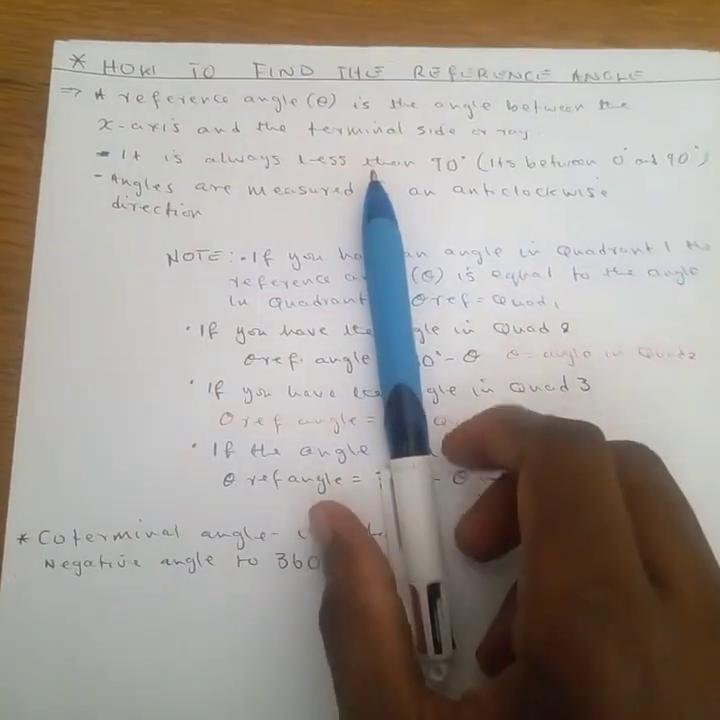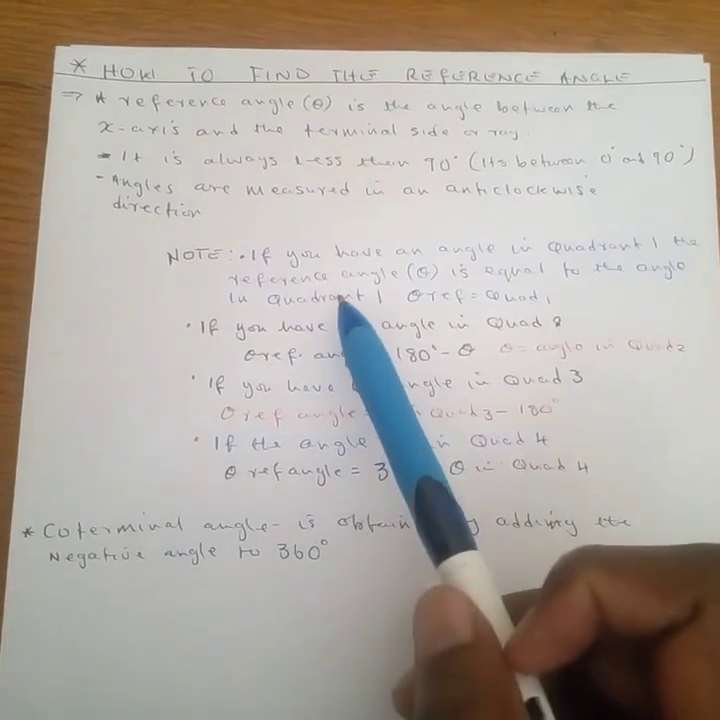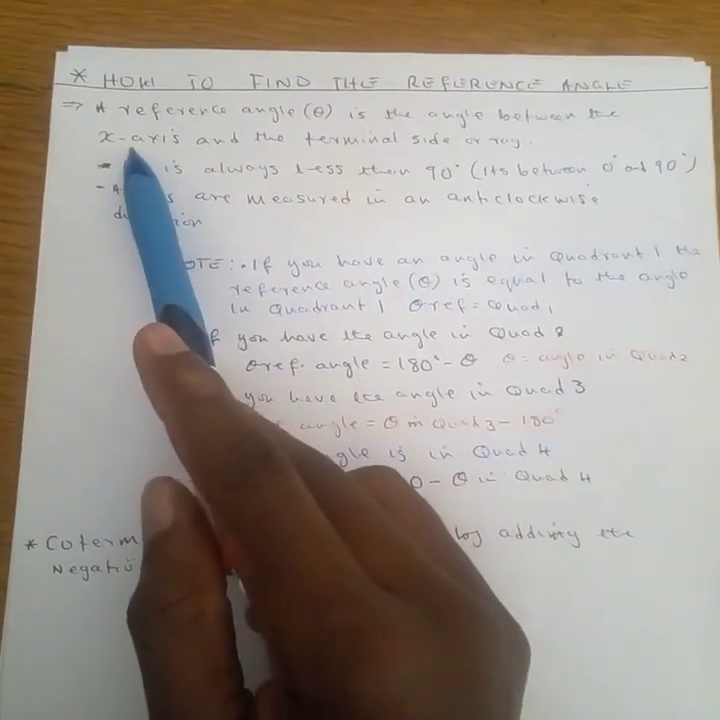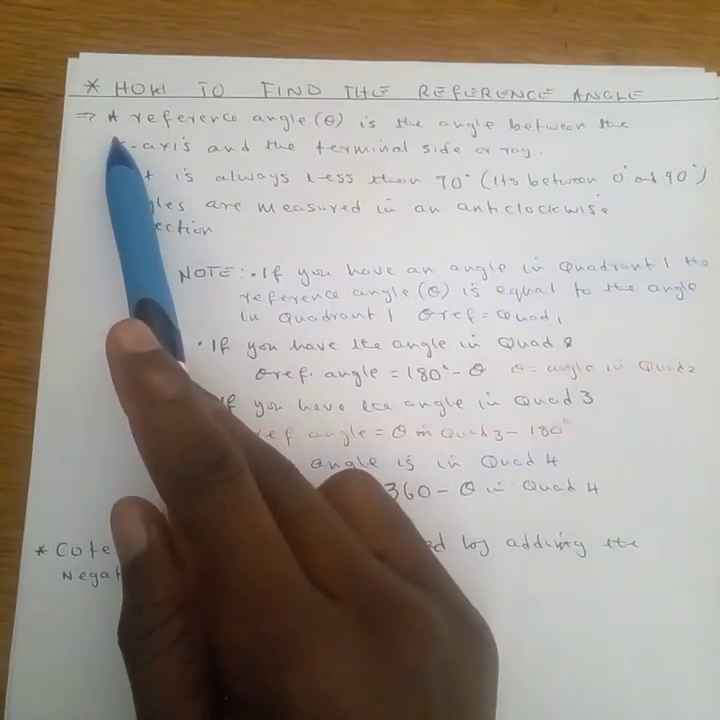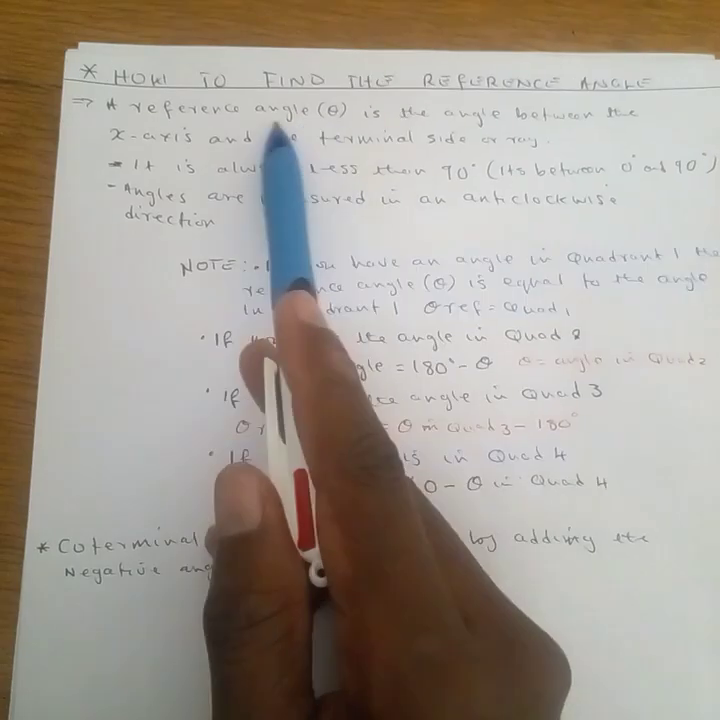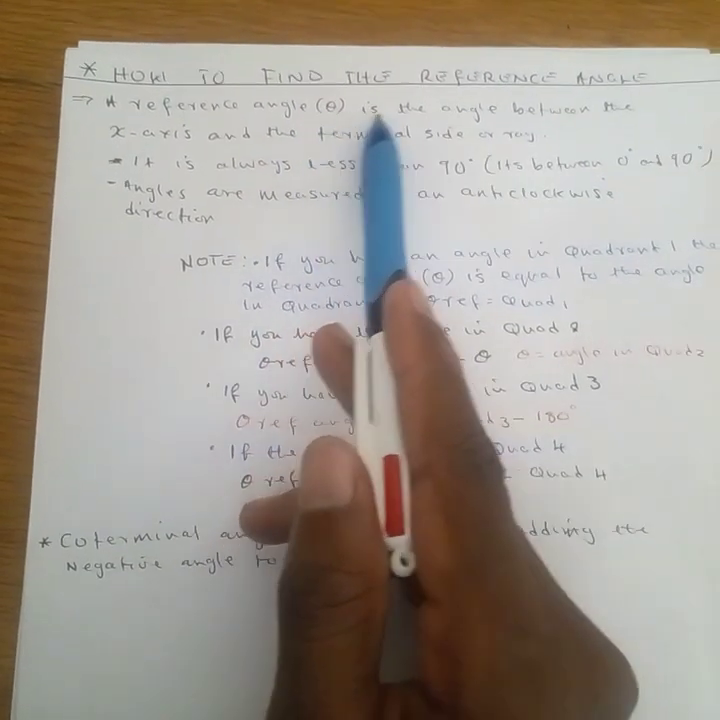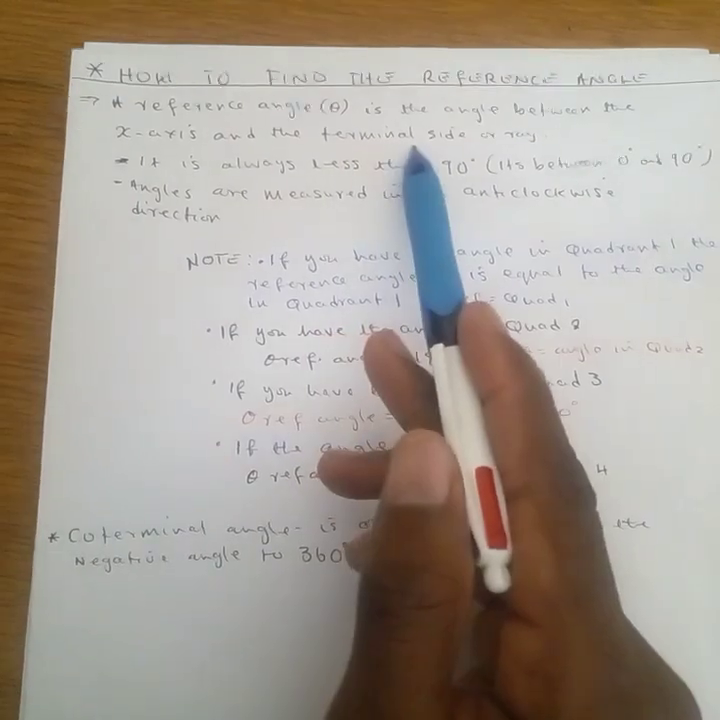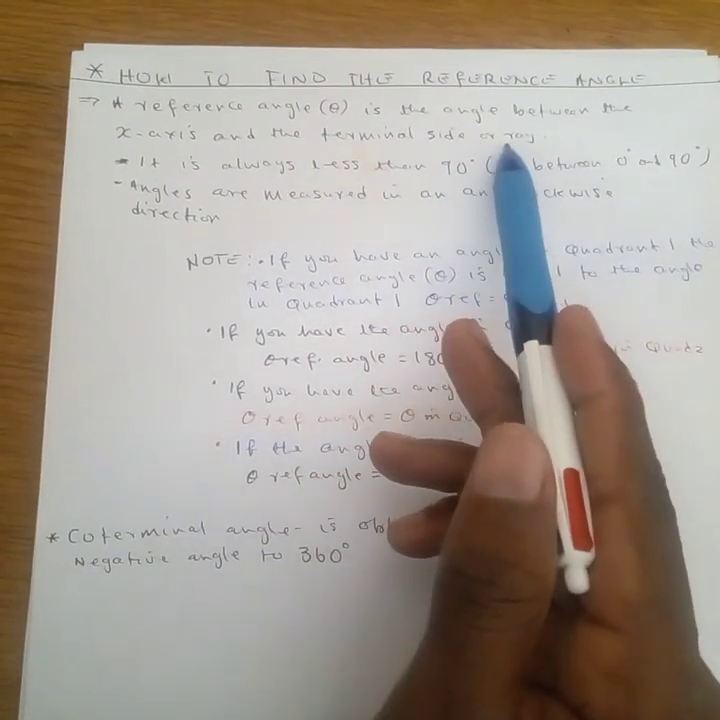Now, what are some of the important things that you need to know before finding the reference angle? It's the definition of what the reference angle is, actually. So we start by defining the reference angle. A reference angle, where angle theta represents an angle, is the angle between the x-axis and the terminal side or ray.